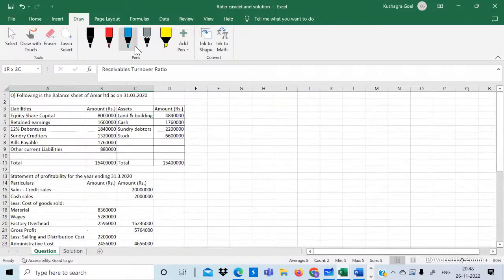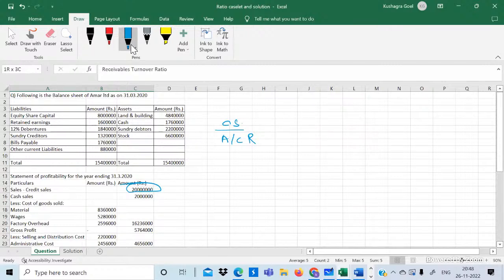How do we calculate debtors turnover ratio? We just discussed it today. Debtors turnover ratio is nothing but credit sale upon accounts receivable. Okay. So let's look at credit sale. Where is my credit sale? My credit sale is here. So I'll not take total sale. I'll just take the credit sale.